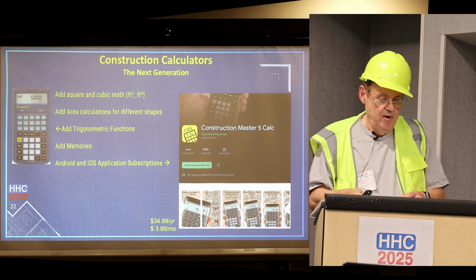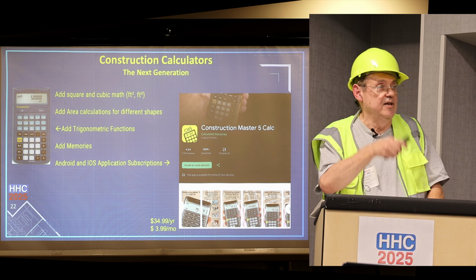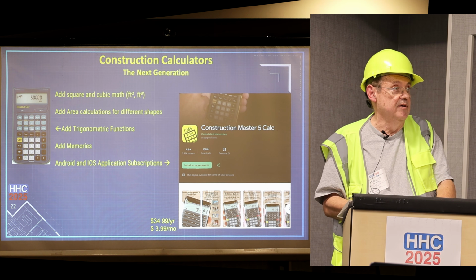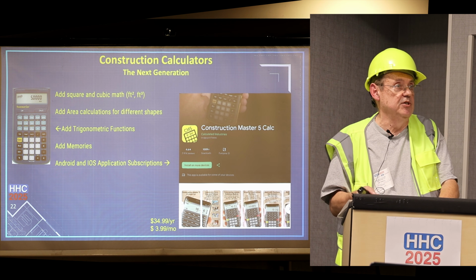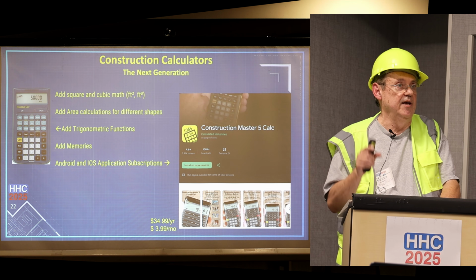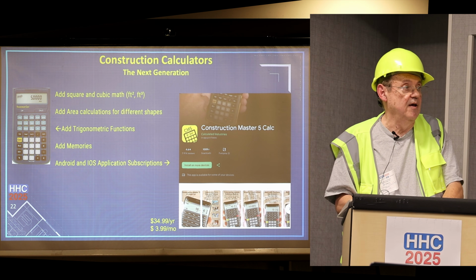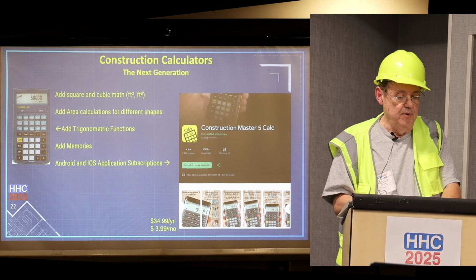So what did they do for an encore? Well, they added square and cubic math. So it's not just linear dimensions that you deal with. You can hit inch twice and get square inches, for instance. So they did square and cubic math.